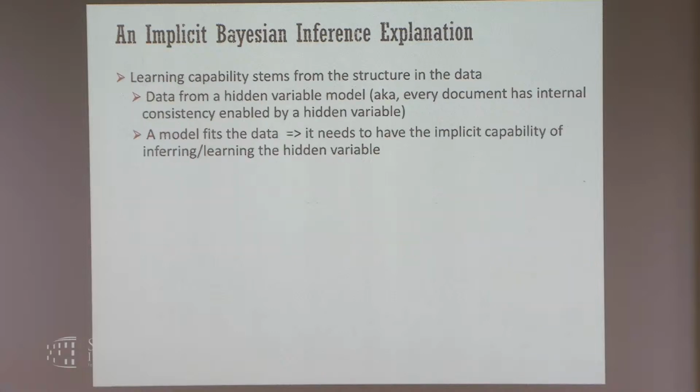So basically, I'm claiming that the learning capabilities stem from the structure in the data, because the data come from a hidden Markov model, which is a hidden variable model. Here, the hidden variable is the HMM itself, not the hidden states within the HMM. So every document has this internal consistency enabled by the hidden variable. If a model fits the data, it needs to have the implicit capability of learning the hidden variable, and that's where the learning comes from. Just because you fit the data, you have to be consistent with the pattern, and that's why you learn the pattern in some sense.